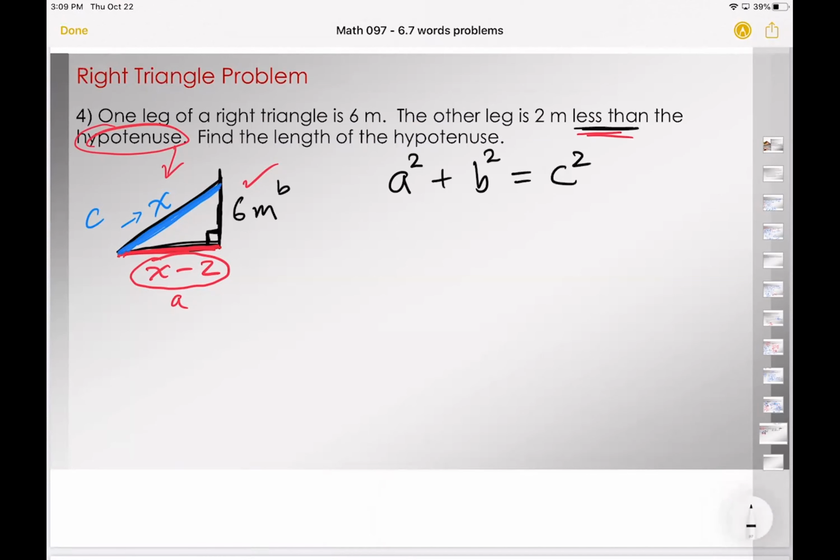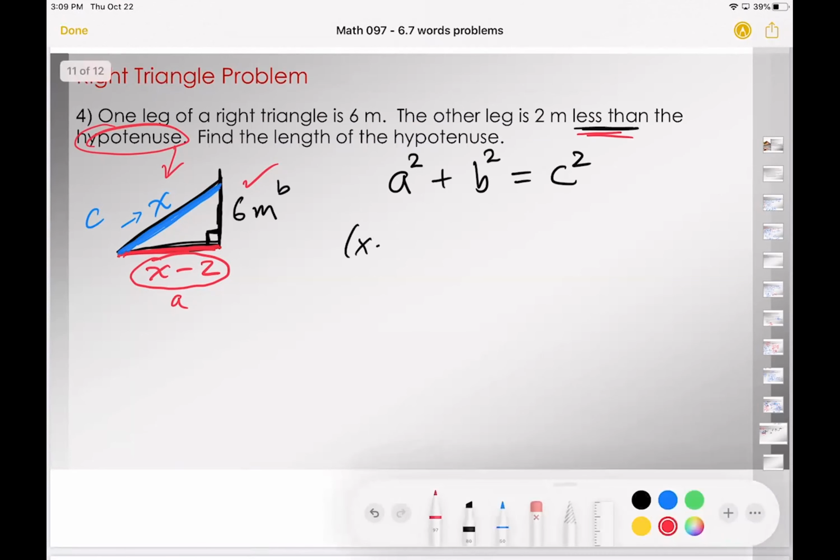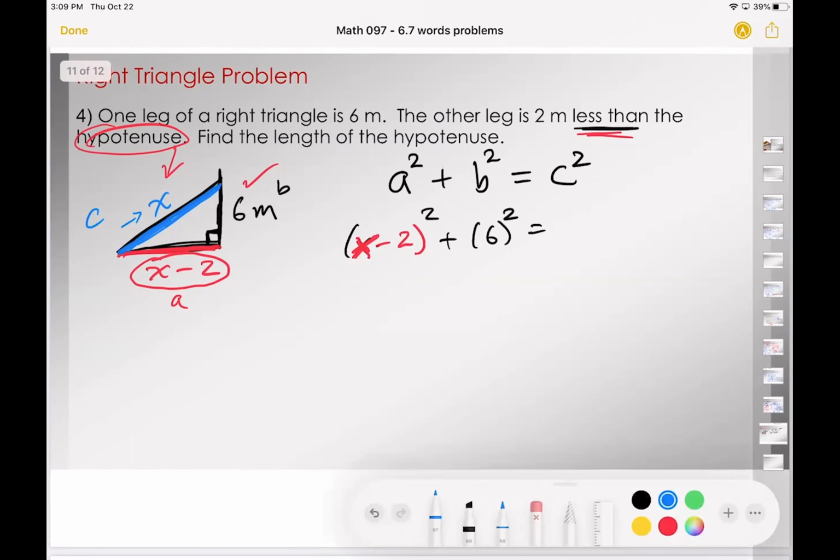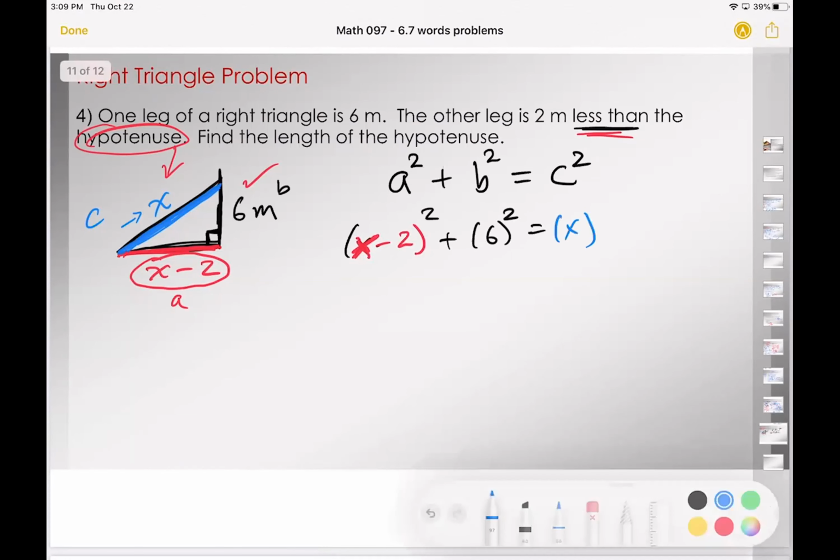So once you identified your A, which is x, let me color code it. A is your x minus 2 squared, and plus B is your 6 squared, equal to your C squared. So this is what you will end up with: x minus 2 squared plus 6 squared equal to x squared.